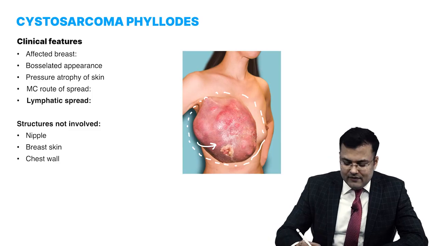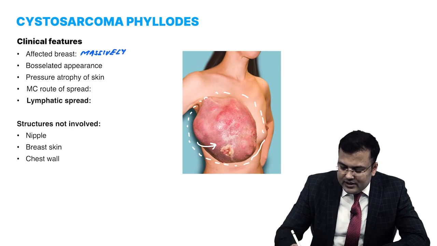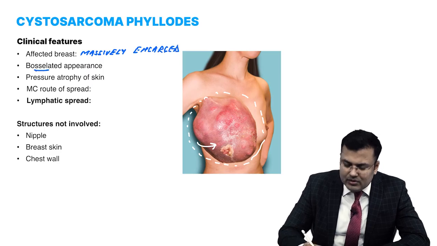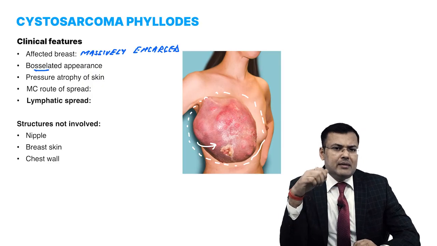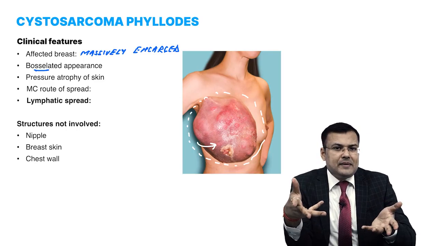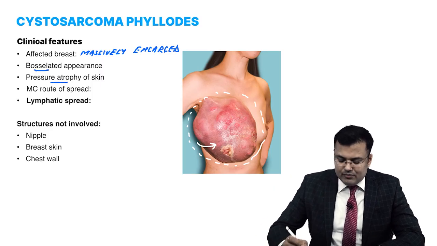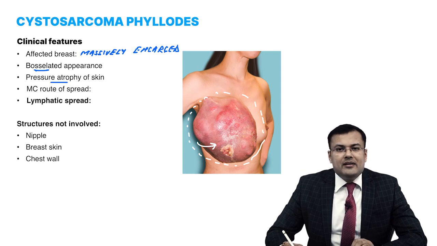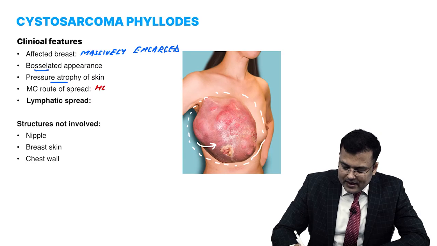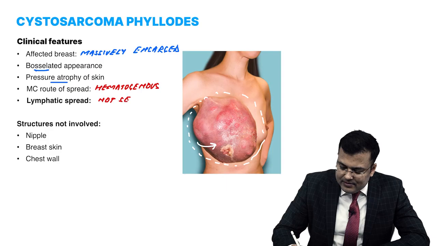So important points, affected breast, it is massively enlarged. And if you do the palpation, there is bosselated appearance. What is bosselated appearance? It is uneven appearance. Suppose you have a bunch of grapes and you are trying to palpate that bunch of grapes, that kind of appearance, bosselated appearance. We notice that there is pressure atrophy of skin. Important point. Most common route of spread, it is sarcoma. So we discussed hematogenous. This is hematogenous. Clear? Lymphatic spread, this is not seen.